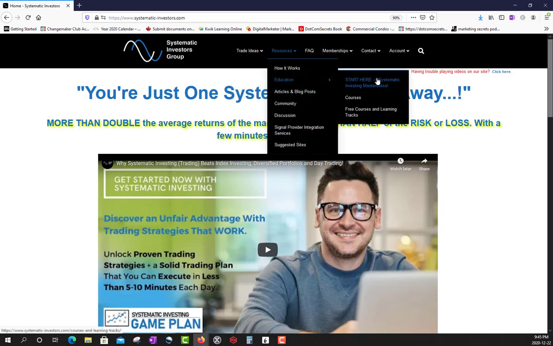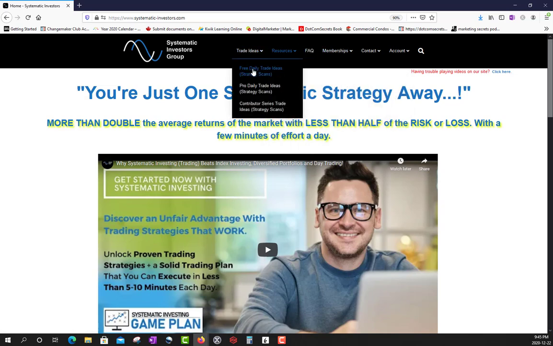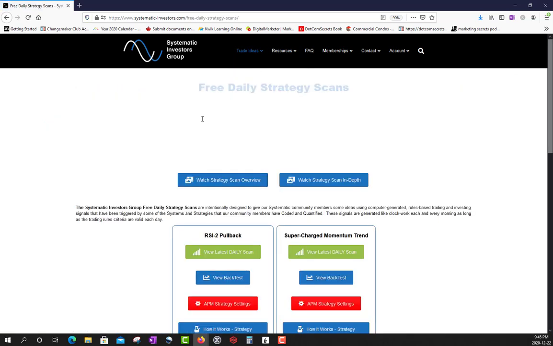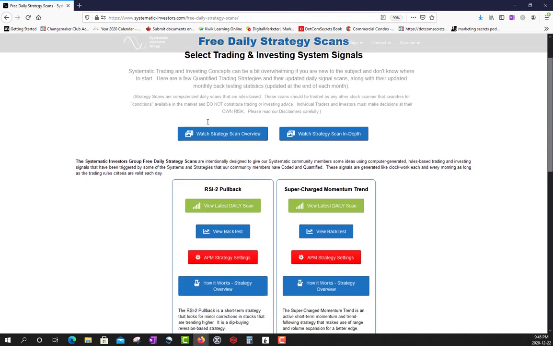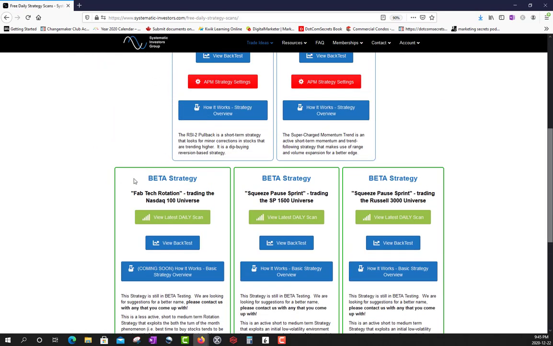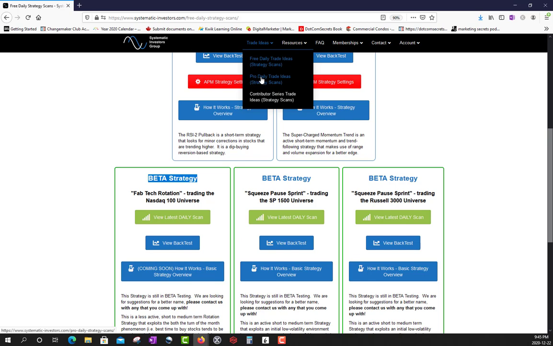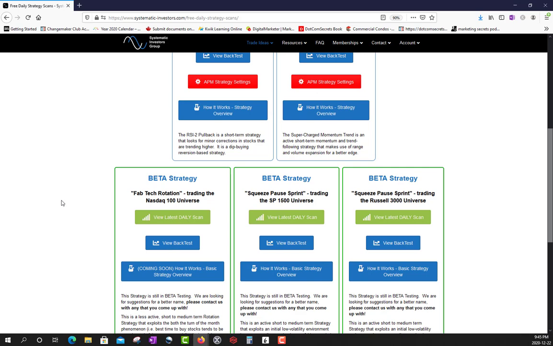Now, our menu items change from time to time, so currently it is under the trade ideas, free daily trade ideas. If you click over here, this is actually not a free strategy. It is a pro strategy, but as we release strategies and they're still in beta, we're going to make the signals available for free members to assess them until we roll them into our pro strategies, in which case they'll show up on the Pro Daily Trade Ideas section of our website, and they will only be available to paying members. So get it while it's hot, enjoy it while the signals are free.